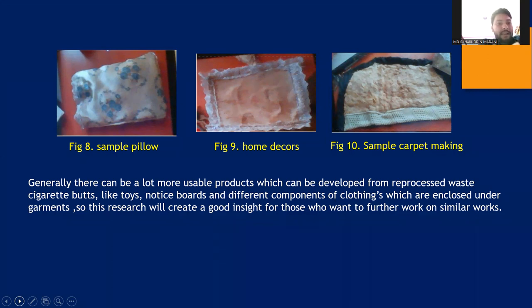Generally there can be a lot more usable products which can be developed from the reprocessed waste cigarette butts, like toys, notice boards, and different components of clothes, which are enclosed under garments. So this research will create good insight for those who want to do further similar work. One sample pillow, home decor, sample carpet making. Next.